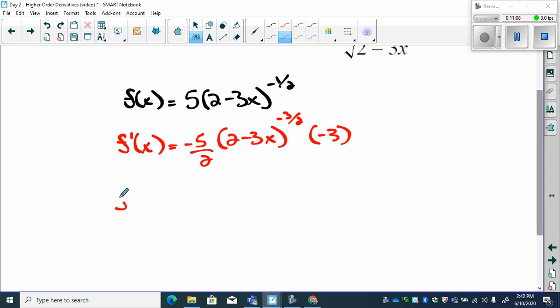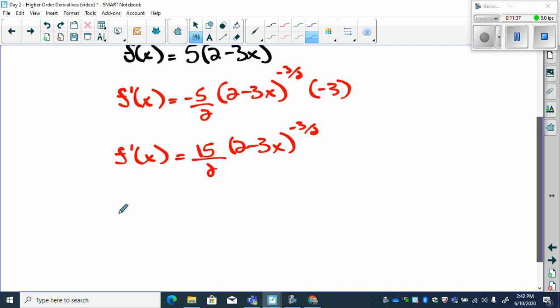Now before I do the second derivative, I'm going to clean this up just a little bit. I'm going to call it 15 over 2 times 2 minus 3x to the negative 3 over 2. I'm not going to bother sending the 2 minus 3x to the power of negative 3 over 2 to the bottom, because I want to keep using the chain rule. Chain rule is much quicker than the quotient rule. Okay, everyone okay with where the 15 over 2 came from? Negative 5 times negative 3 gave me positive 15.